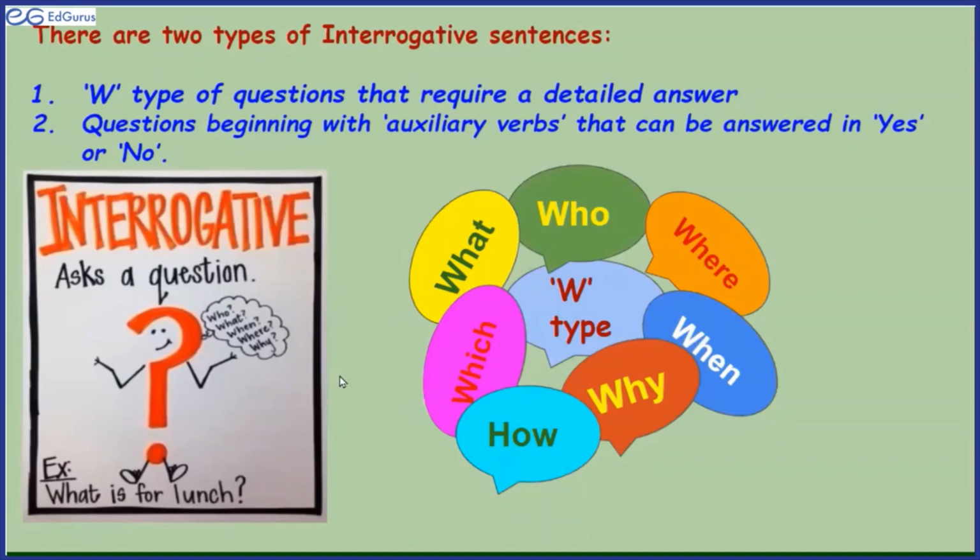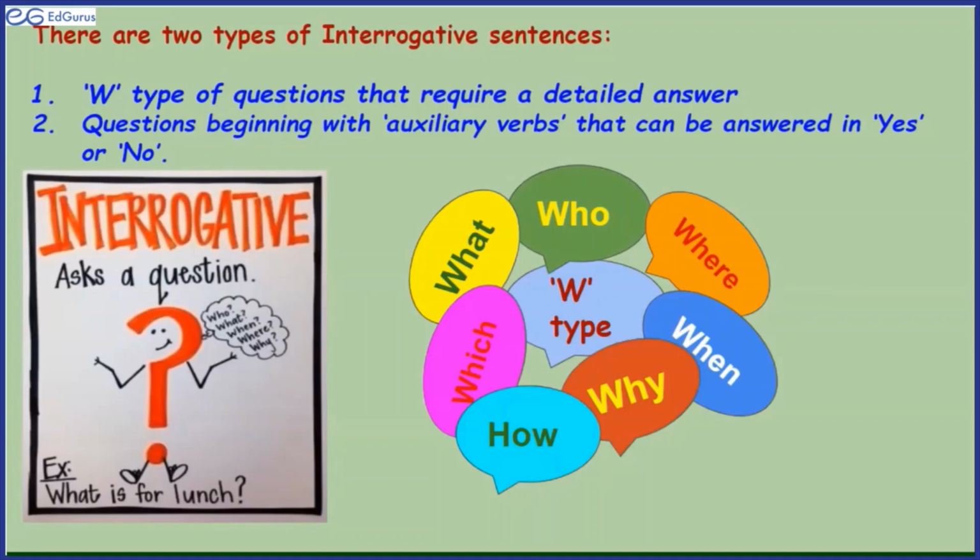So there are two types of interrogative sentences. As I mentioned a few minutes before, W type of questions require detailed answers. Now, what are these W type of questions? Who, where, when, why, how is also part of W type of question, which, what, etc. W type of questions are questions that ask for something, right? So these are interrogative sentences.